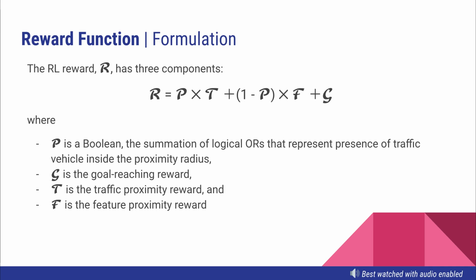The reward function is designed to capture both the motion objectives as well as the perception objectives of the system. In order to do so, we split the reward into three components: the goal reaching reward G, the feature proximity reward F, and the traffic proximity reward T. They are combined into a complete reward R as shown. Here, P is the boolean representing the summation of logical OR statements that represent the presence of traffic vehicles inside a defined proximity radius.